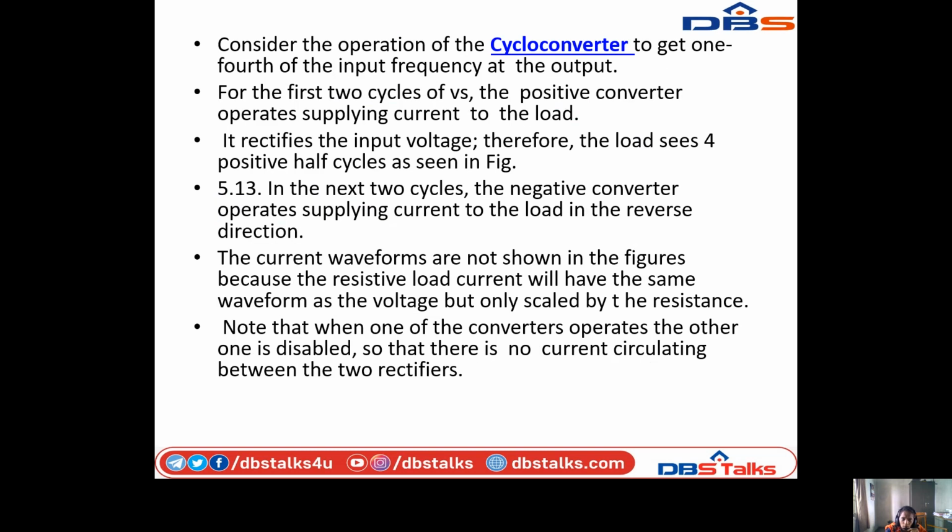Considering the operation of the cycloconverter to get one fourth of the input frequency at the output, for the first two cycles of Vs, the positive converter will operate, supplying current to the load. It rectifies the input voltage, therefore the load sees a positive half cycle, as shown in figure 5.13. For the next two cycles, the negative converter will operate, supplying current to the load in the reverse direction.